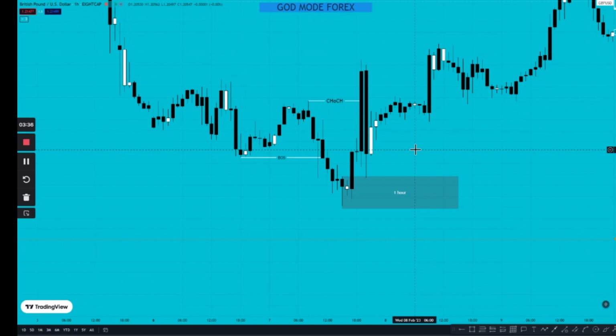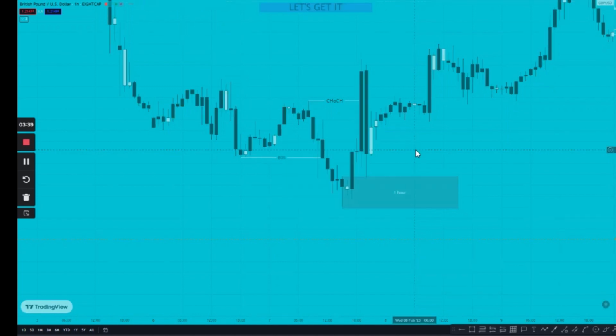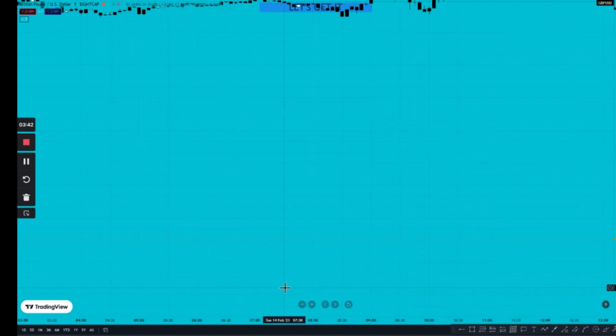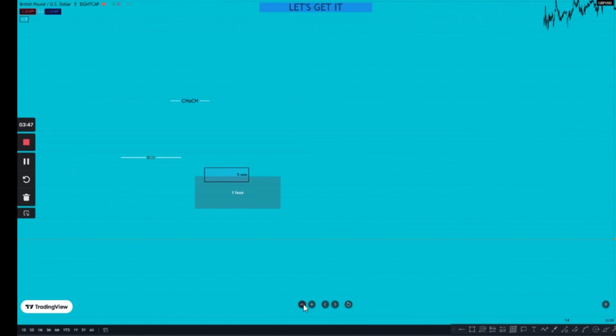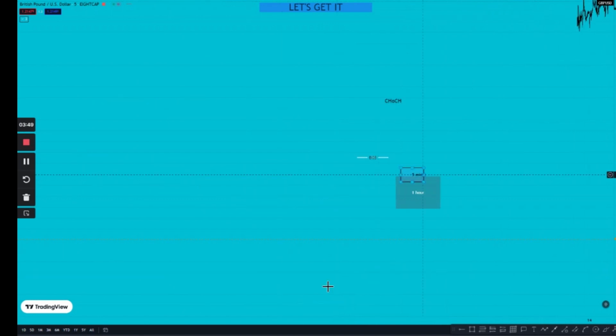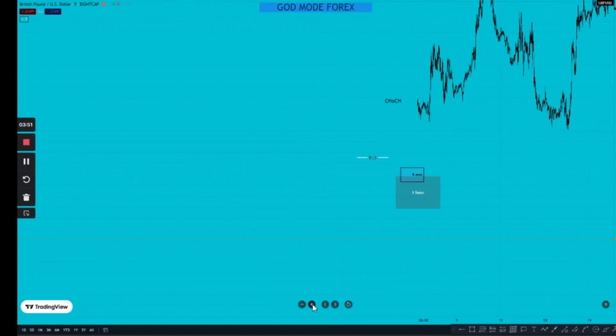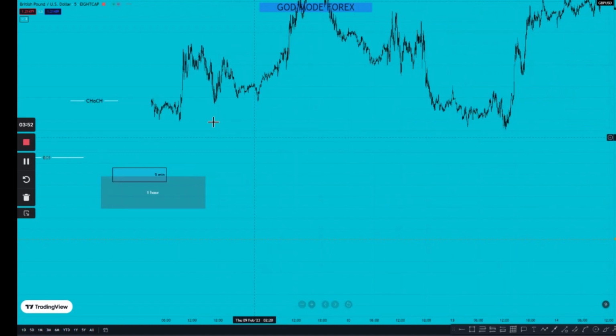So let's now take it to the 5-minute time frame to look at this trade on a much better scale. Let's look at it. Beautiful. As you can see, I had already marked it out.